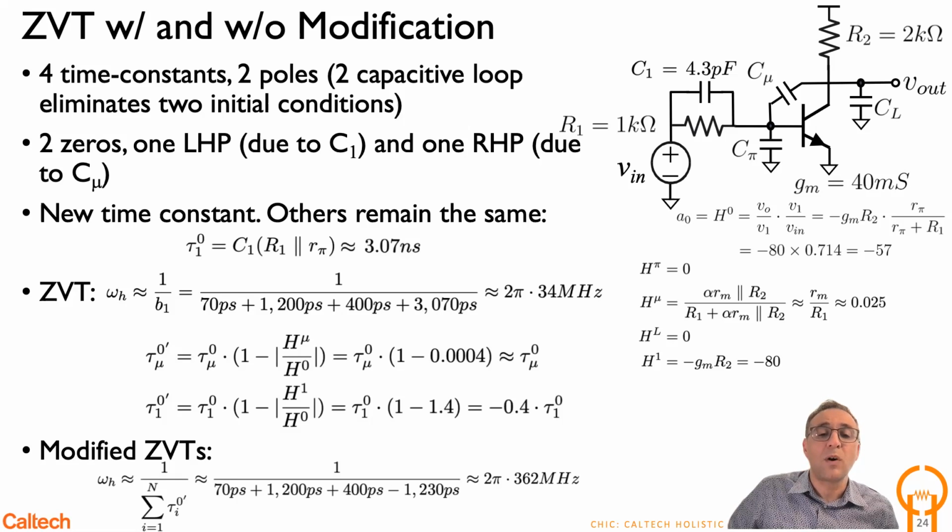And that gets modified by 1 minus H1 over H0, which is actually greater than 1, because now when you short circuit this, that voltage division at the input goes away. So you get the full gain of AD. And that ratio becomes 1.4. So this becomes negative. And this is the interesting thing, because the modified ZVTs are going to be actually different in the sense that they can be negative. So if you plug them in now, your estimate becomes 360 megahertz as opposed to 34 megahertz, so more than an order of magnitude higher.